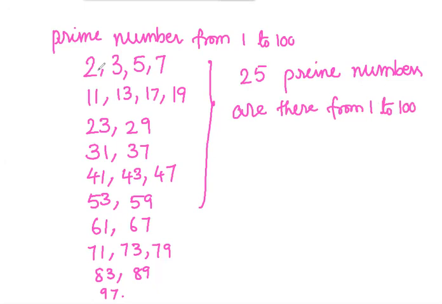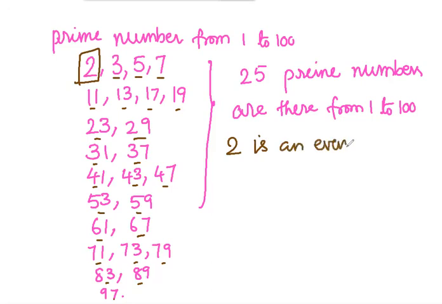The least prime number is 2. Only 2 is an even prime number. All other prime numbers are odd numbers except 2. See once here, all are odd numbers except 2. 2 is an even number. So 2 is an even prime number. All other prime numbers are odd numbers.